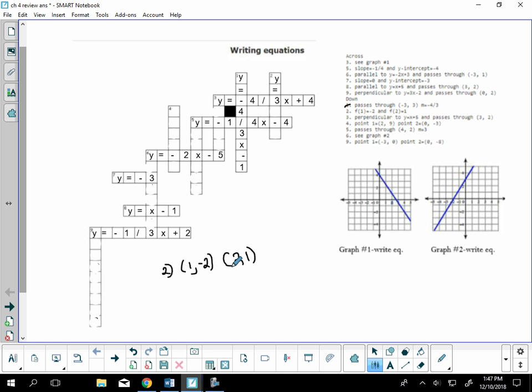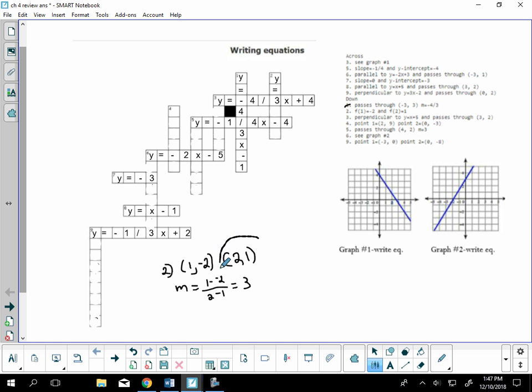First thing we need to do is find our slope. So, difference of your y's, 1 minus -2, over the difference of your x's, 2 minus 1. And that's going to give me 3.